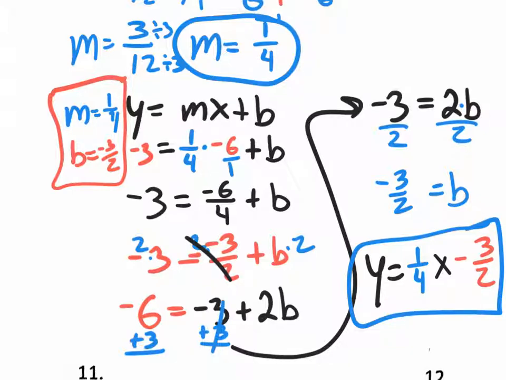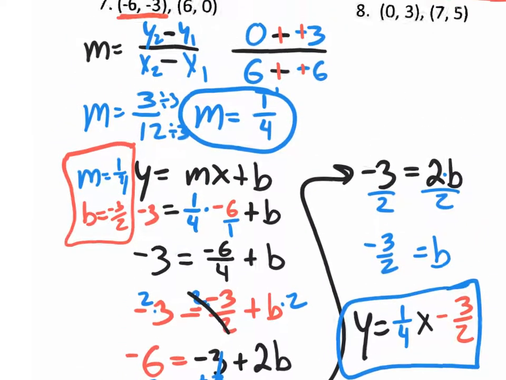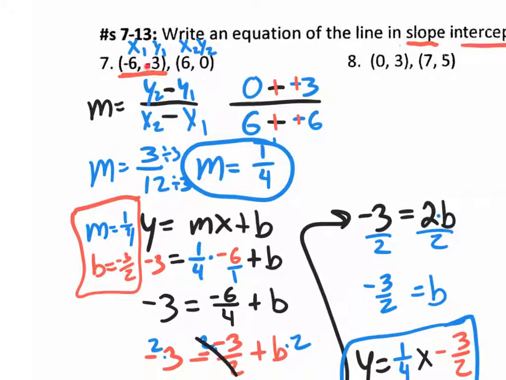Now you didn't have to plug it all into y equals mx plus b. If you wanted to, you could have taken that point and the slope that you just found and plugged it into point slope form and then changed it to slope-intercept. It is totally up to you guys.